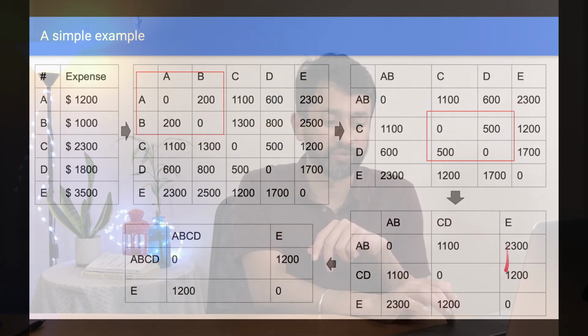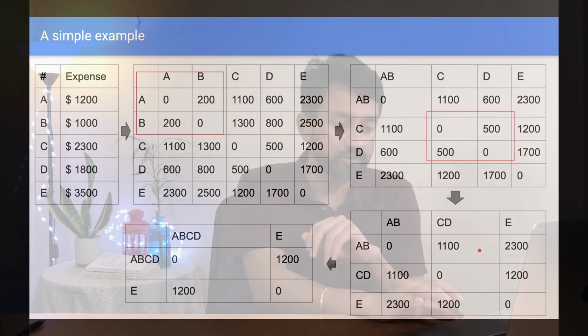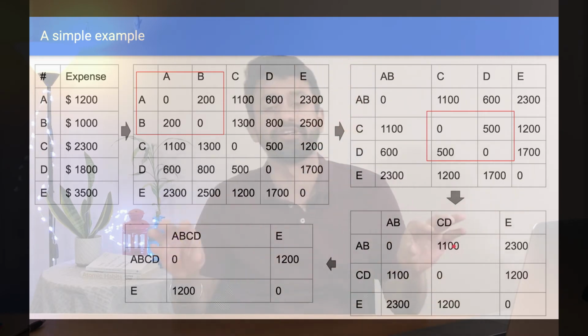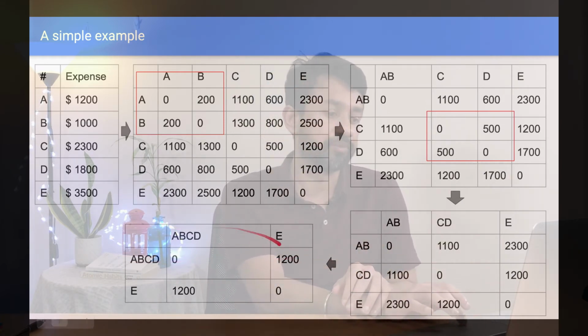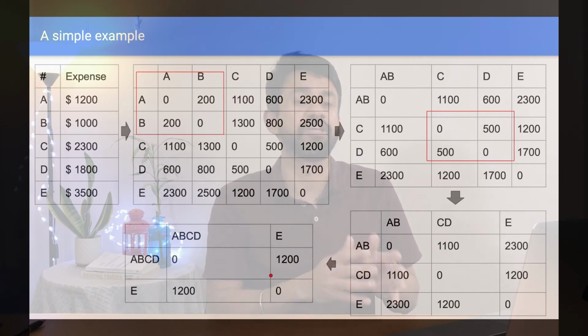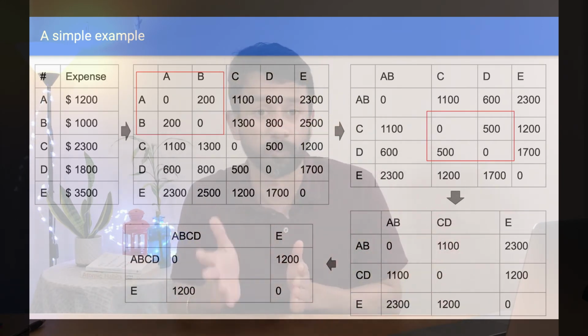Then we again identify the two different clusters that are close to each other. Here the smallest distance is 1.1k, which is between AB and CD. So we combine them and make ABCD one cluster, and E another cluster. Finally, in the last step, we combine ABCD with E and form one cluster. The whole dataset is combined together to form one cluster.